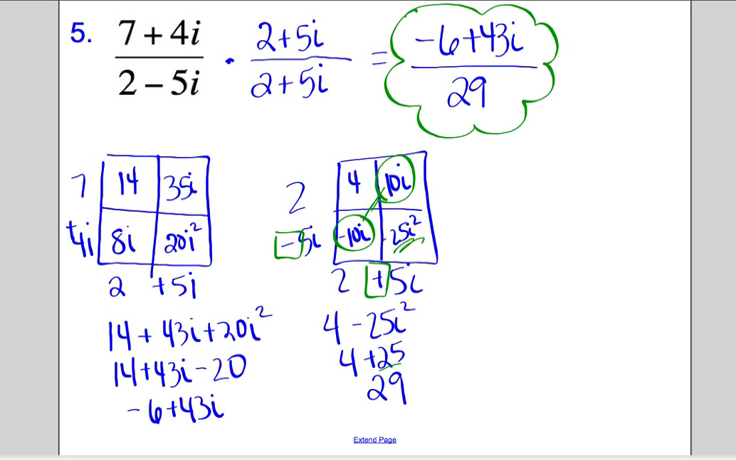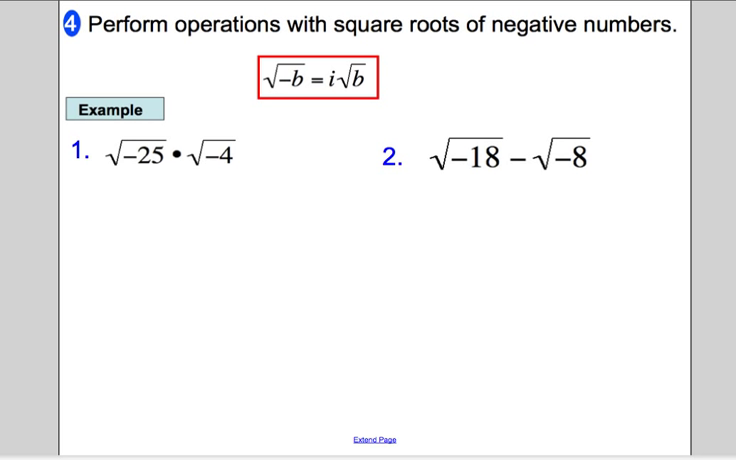Let's move on to objective number 4. In objective 4, we're performing operations with square roots of negative numbers. So the idea here to remember is that the square root of negative b is the same thing as i times the square root of b. Basically, when you have a square root with a negative underneath it, you can pull the negative out in front, but it turns into an i.